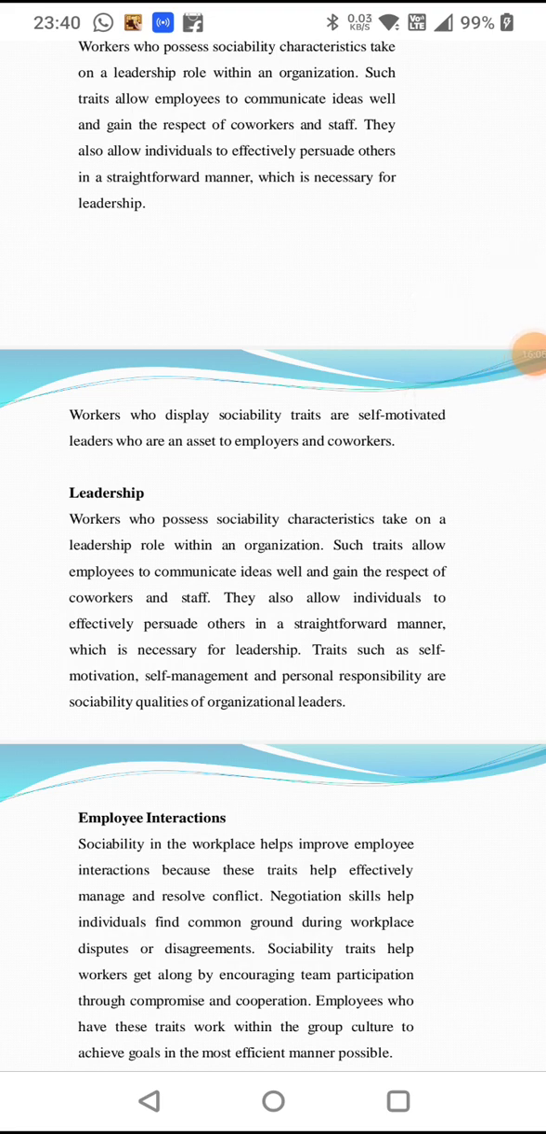Next, coming to employee interaction. Employee sociability in the workplace helps improve employee interaction because it helps to effectively manage and resolve conflict. Negotiation skills help individuals find common ground during workplace disputes or disagreements. Sociability traits also help workers to get along by encouraging team participation through compromise and cooperation. Employees who have these traits work within the group culture to achieve goals in the most efficient manner possible.